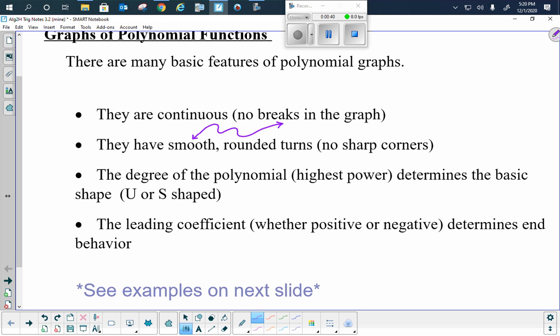They also have nice, smooth, rounded turns, right? Like I just drew. There would not be anything such as a sharp corner. That would not be a polynomial graph. The degree of the polynomial, the highest power, determines the basic shape, whether it's kind of U-shaped or S-shaped, which we'll talk about. And the leading coefficient, whether it's positive or negative, like we've talked about several times, determines your end behavior, if this thing is kind of going up or down.